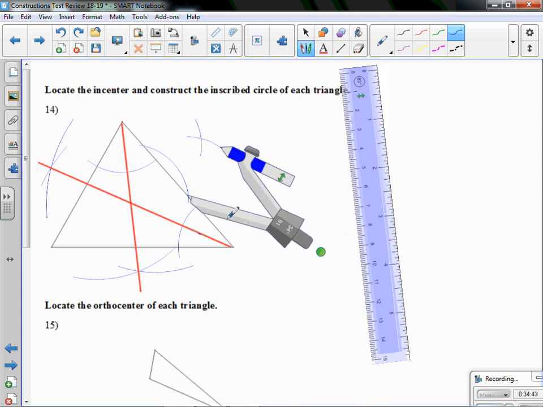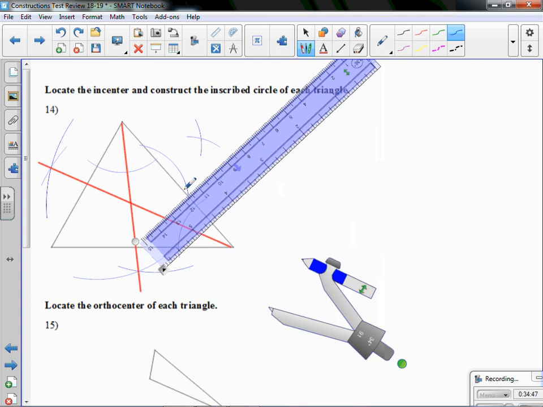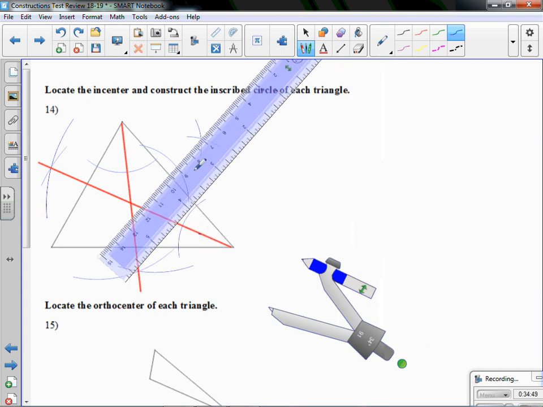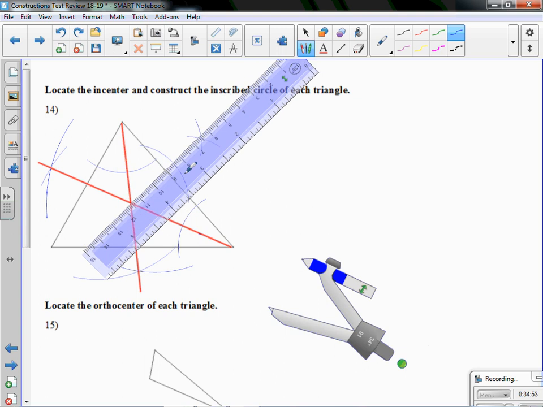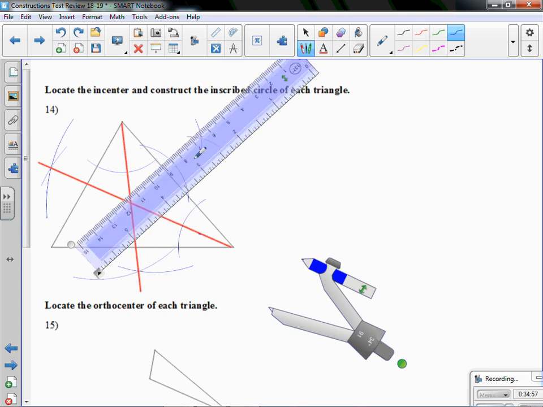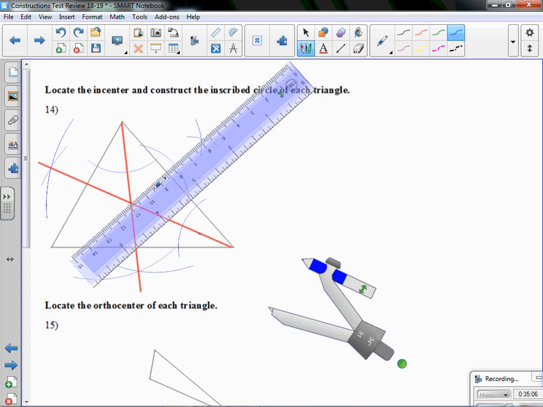Mark off where it intersects. I can draw in a segment that's going to line up with that intersection and the incenter mark. So now we just have to draw it from the vertex to the side.